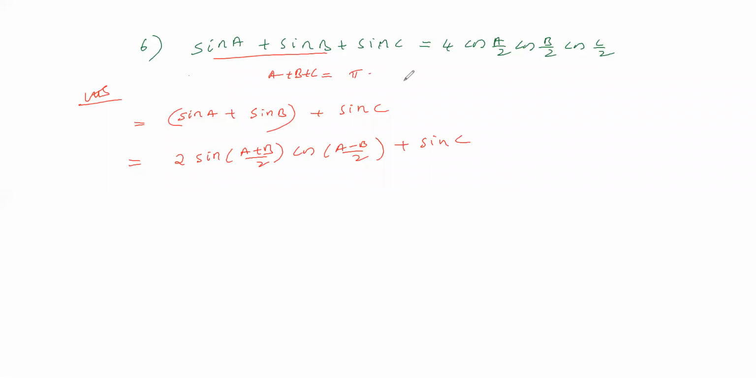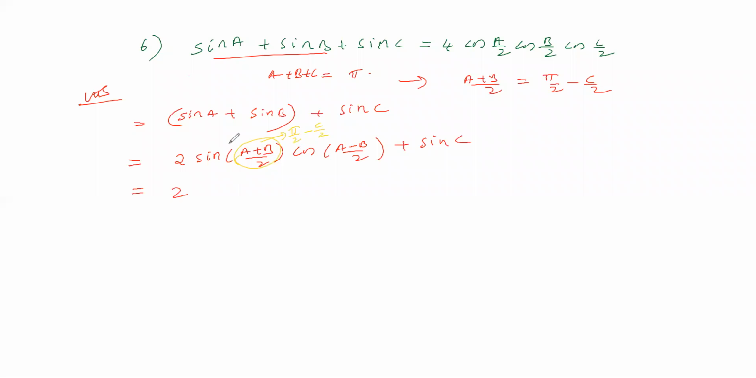Now see here, from this equation we can get (A plus B) by 2. Divide this equation by 2 and take C by 2 to the right side, so that (A plus B) by 2 is equal to pi by 2 minus C by 2. That means in place of (A plus B) by 2 we are substituting pi by 2 minus C by 2. So sin(pi by 2 minus C by 2) is what? Sin(90 minus theta) is cos theta.